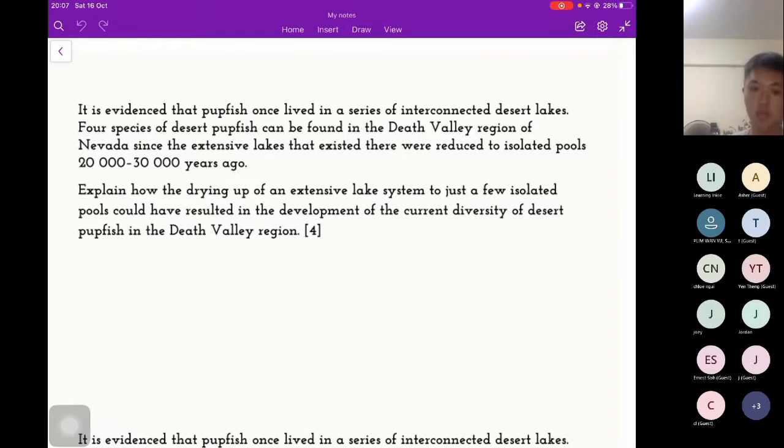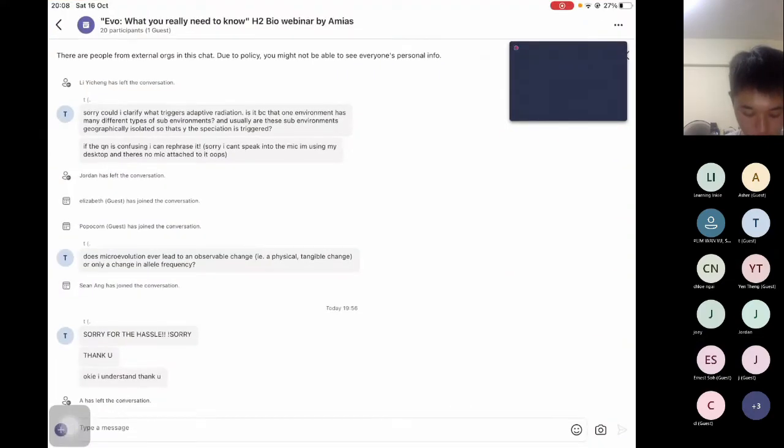So the first thing you have to do is try to identify factor X. What is this factor that has led to the disruption of gene flow? Always identify that first. So, does anyone want to say what the factor is? Anyone want to say what the factor is? What is the factor that led to the disruption of gene flow? No?